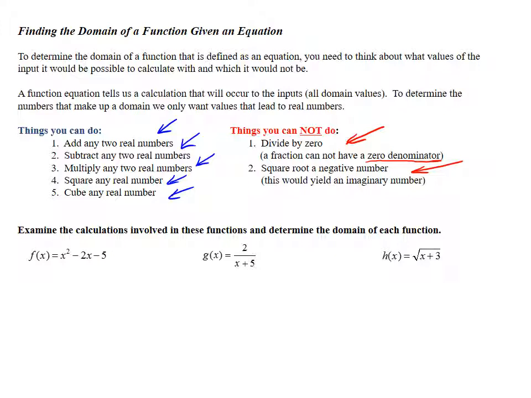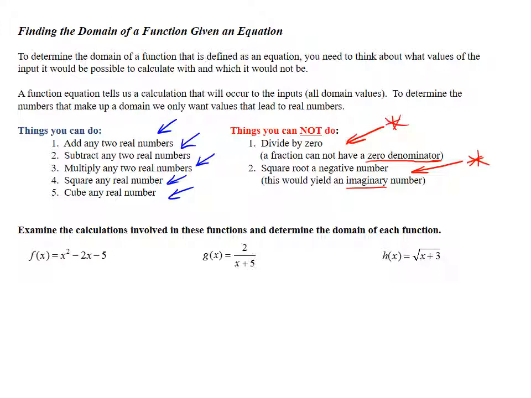Square roots cannot have negative inputs. If you try to square root a negative number, it doesn't make sense if you're working in the real number system. It would only make sense if you allow for imaginary numbers. We're not going to do that with domains and ranges of the functions we work with this term. We want to stick to real numbers. So we're also going to be concerned with square rooting a negative number.